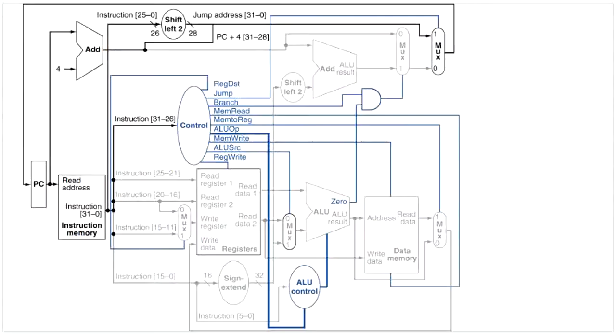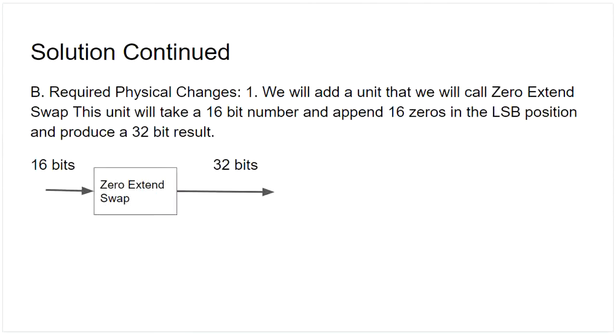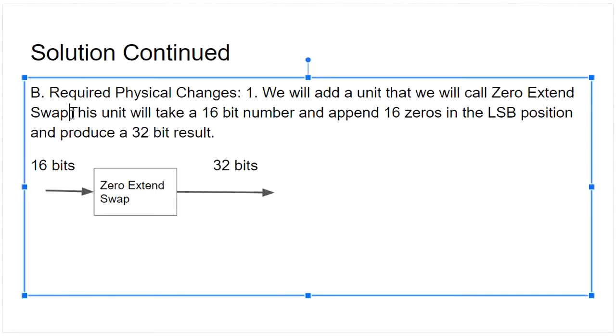Okay, so now next, here we see that there's no way to do it. That's our single cycle diagram because we're talking about single cycle. And now solution continued. Required physical changes. 1, we will add a unit that we will call zero extend swap. You can look up on the internet why we call it that. Let's put a period there.